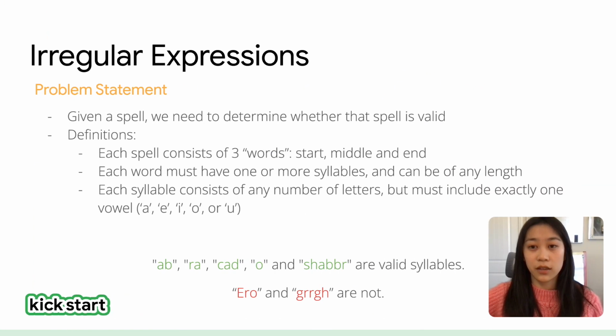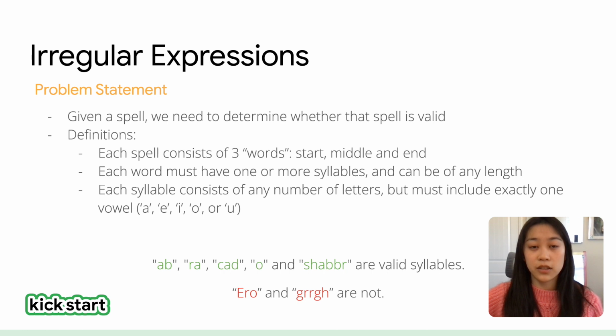Let's start by looking at the problem statement. We're given a spell which is a string of characters and we need to determine if that spell is valid. There's a couple definitions that are given. Each valid spell will contain 3 words, which are start, middle, and end. A string of characters is considered a word if it has at least one syllable and can be 1 or more letters long.